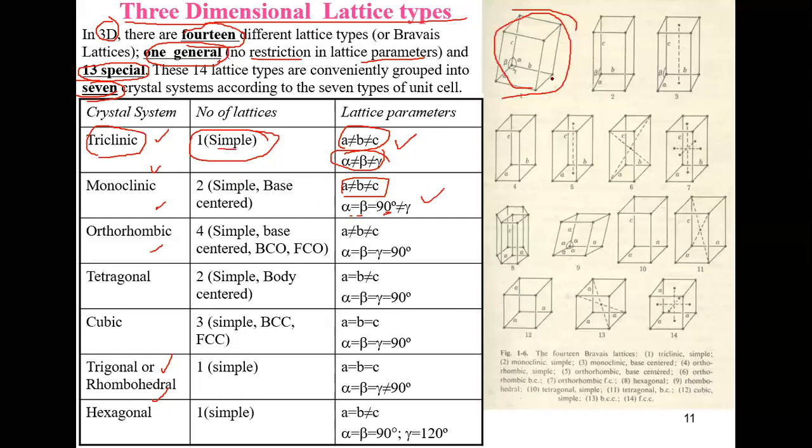One is called simple. Simple means the atoms are located only at the corner. When the atoms are located only at the corner, we call it simple. So in this case, we have simple monoclinic like this one. Okay, simple monoclinic.